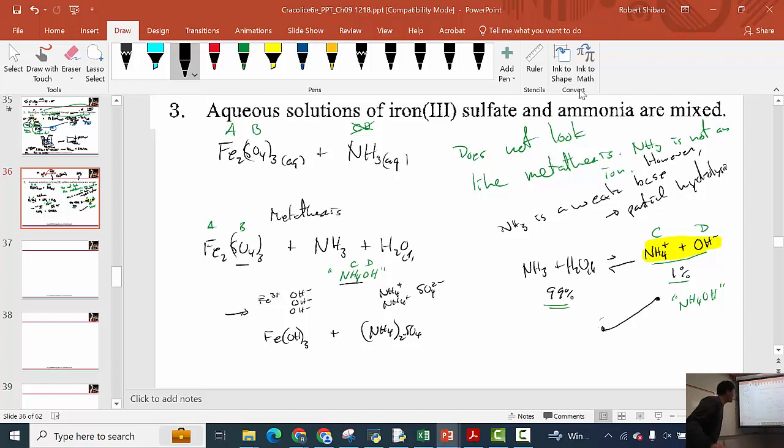However, I'm not going to write ammonium hydroxide. I'm going to leave it as ammonia and water. Why am I going to leave it as ammonia and water? Because it's mostly ammonia and water. I want to leave it as the major species.